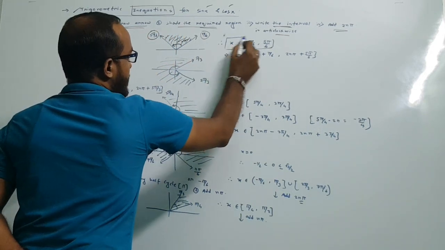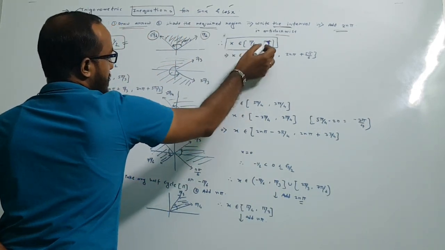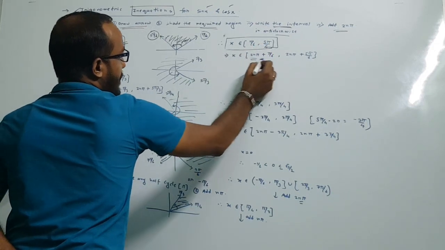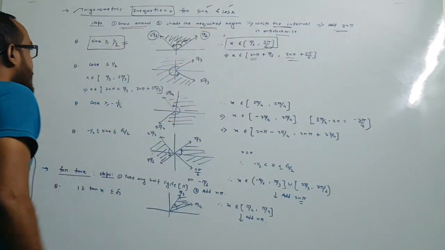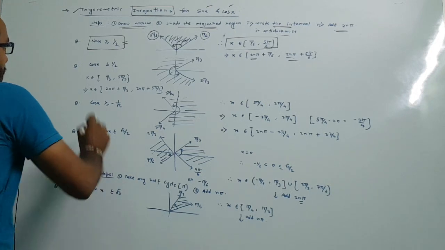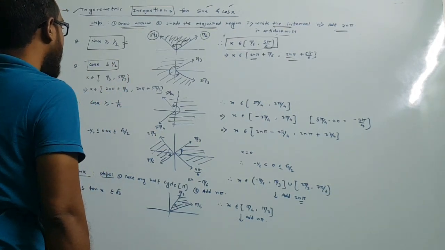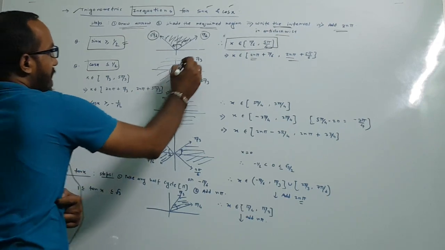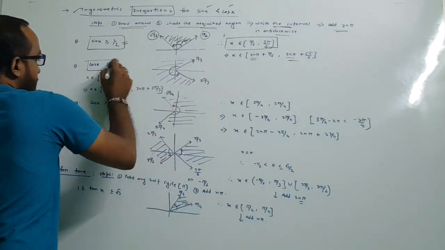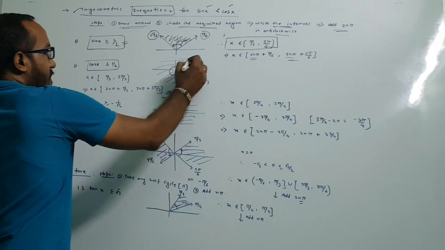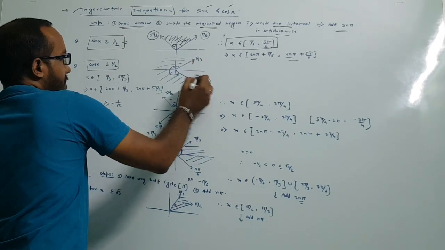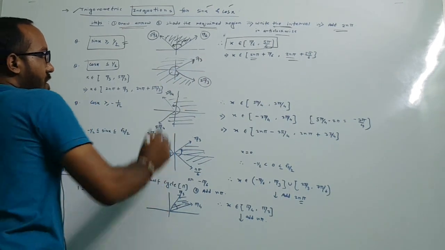So our interval is the closed interval pi by 6 to 5 pi by 6. Add 2n pi to each of the terms, you will get the answer. See another question: cos x less than or equal to half. Half is for pi by 3. So cos x here is positive. For pi by 3 it would be half, and for 5 pi by 3 it would also be plus half.